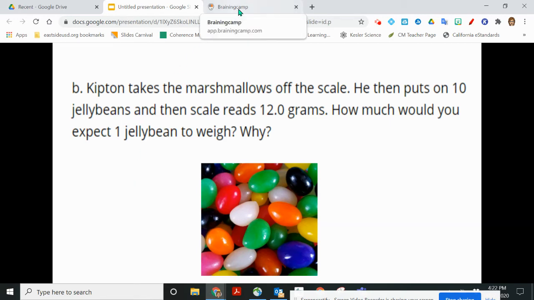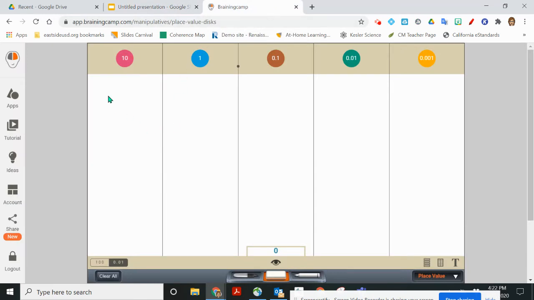Let's go back to our model. 10 jelly beans weighs 12 grams. So our problem is, how much would one jelly bean weigh? So let's record what our problem might look like. 12 grams divided by those 10 jelly beans.